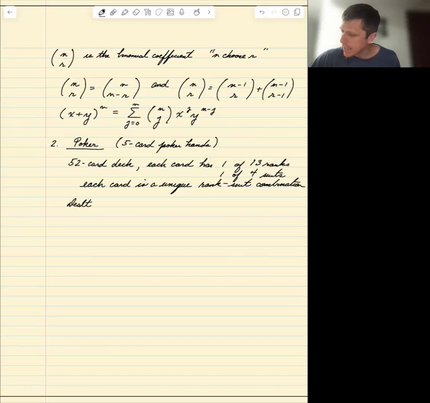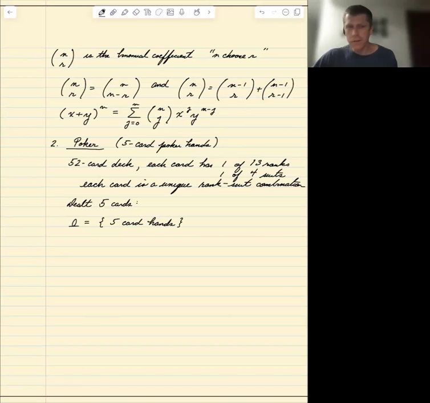A hand is what I hold. My hand is 5 cards. Your hand is 5 different cards, and so on. So we're dealt 5 cards. So how many hands are there? Omega, the sample space, is going to be the set of all 5-card poker hands. How many 5-card poker hands are there?